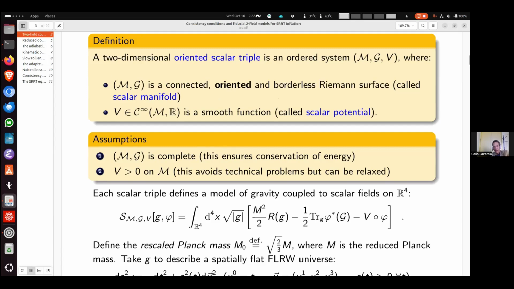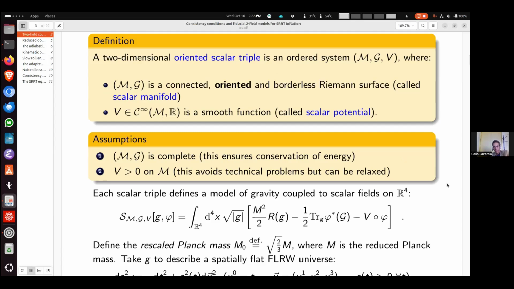Okay, I endow it with a Riemannian metric G, and M together with G is now a Riemannian 2-manifold, which is oriented, which is called the scalar manifold. And V is a function defined from M with values in R, which I assume to be smooth. V is called the scalar potential. So together, this data, M, G, and V, form something that I call an oriented scalar triple.